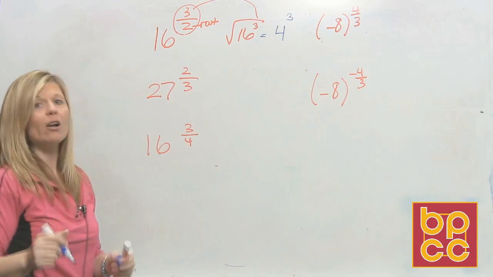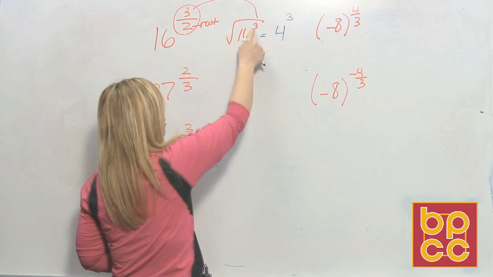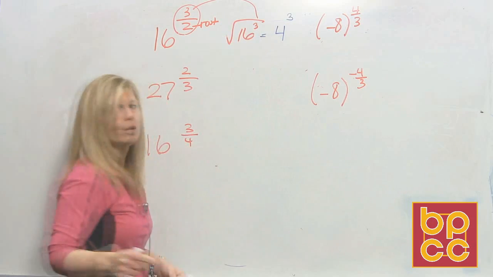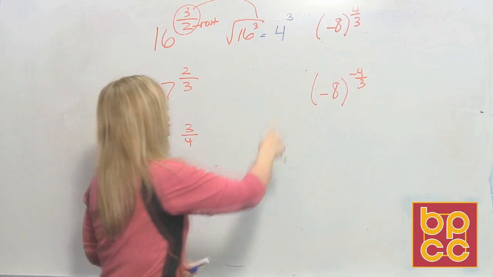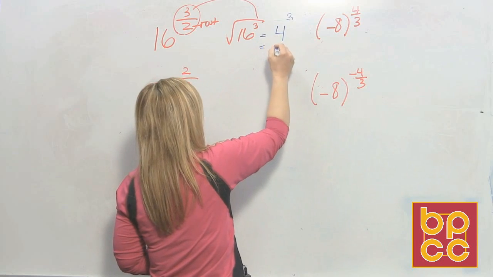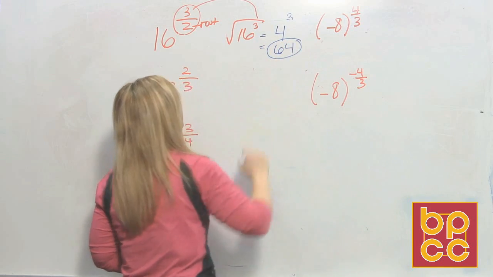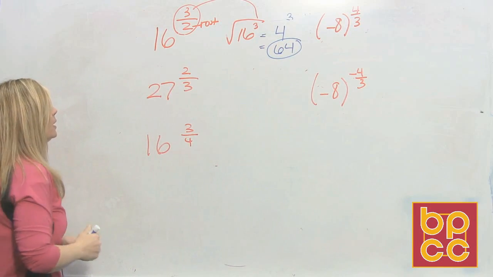So what you've got to understand is there's 2 operations going on here, a root and an exponent. So this is a 2-step process. 4 cubed is 4 times 4 times 4, which is 64. Let's do the next one.